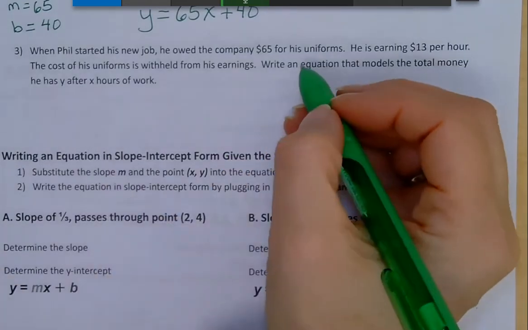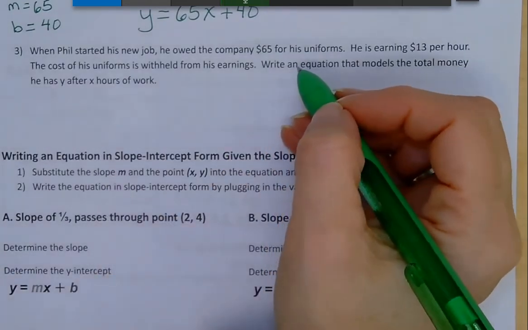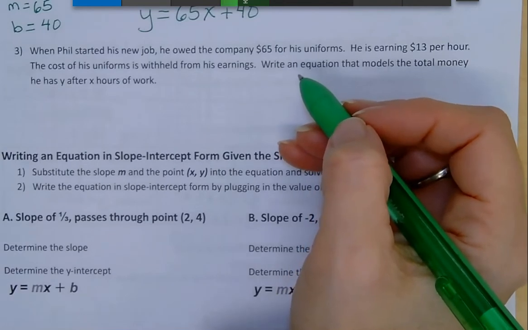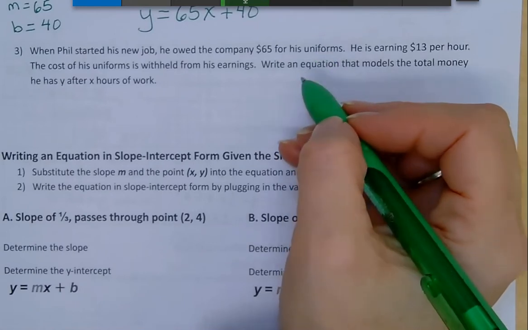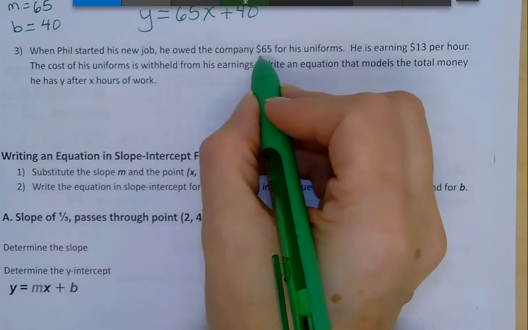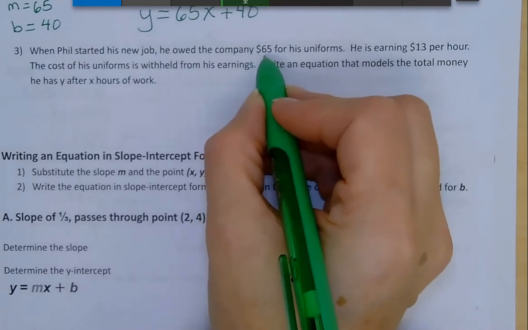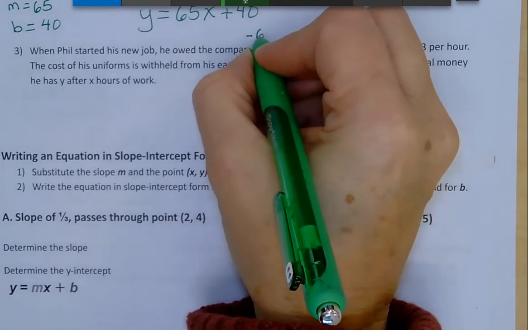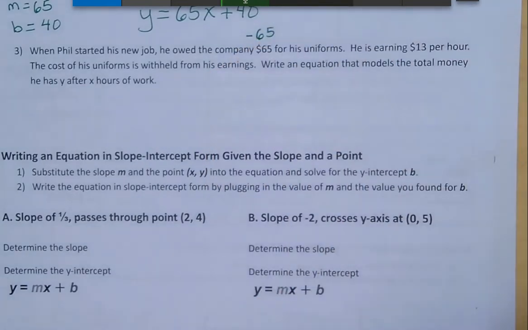So this is a real thing. Sometimes when you're working for a company, you need to buy your uniform that you're going to wear. So you start out owing money, and it takes you a certain number of hours to earn enough money that you feel like you're taking money home. Okay, so he is owing $65. He owes $65. So we are going to say the amount of money he has is negative 65 to start with.